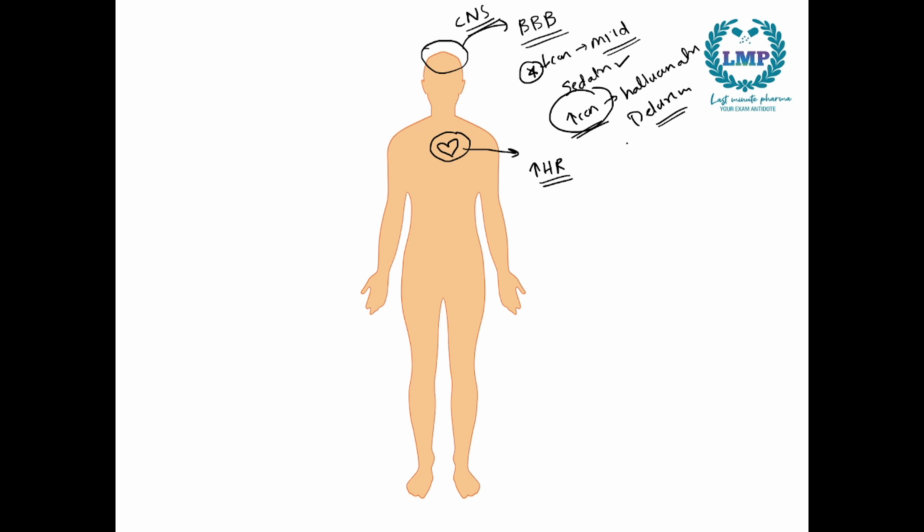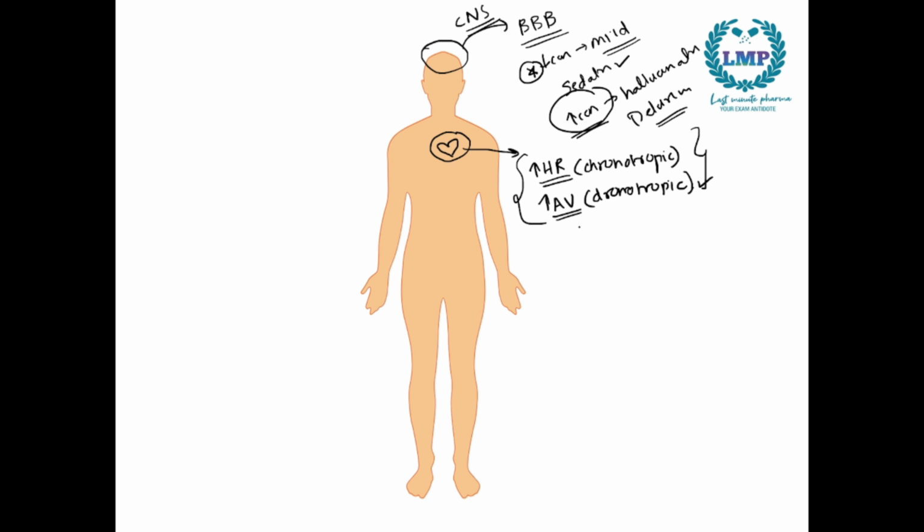Increasing the heart rate is called the chronotropic effect. And then it's going to increase the AV conduction, and that's why it is also called the dromotropic effect. So on the cardiovascular system, it's going to increase the heart rate and the AV conduction.